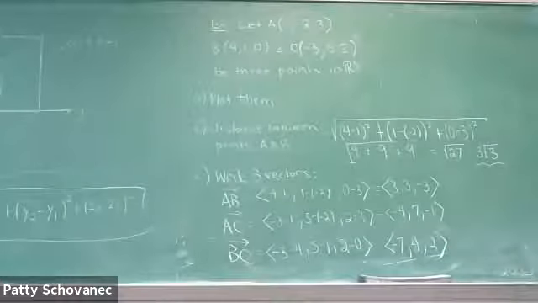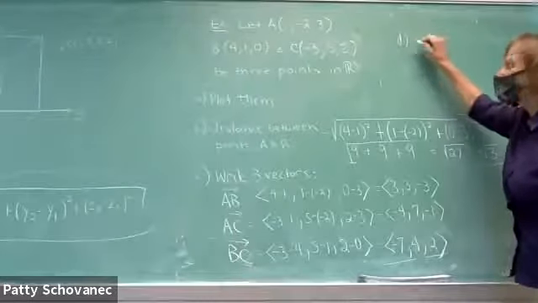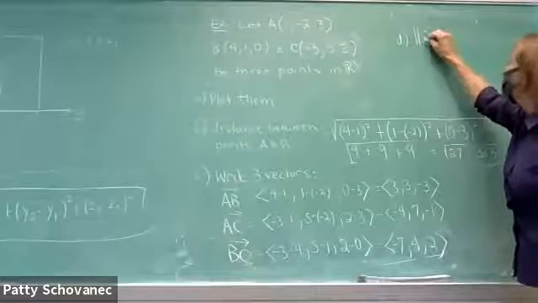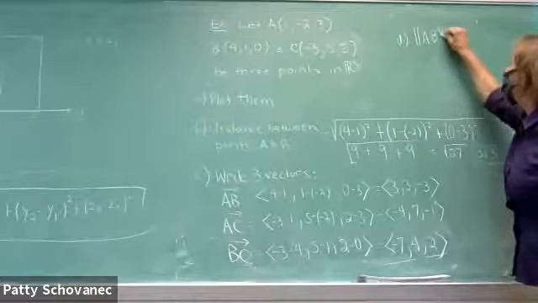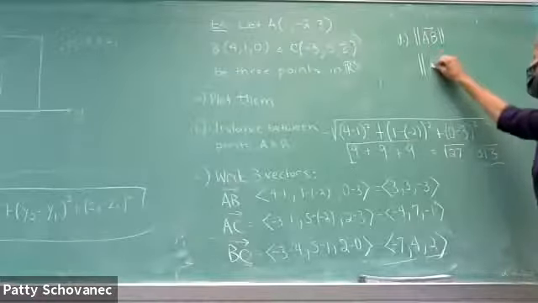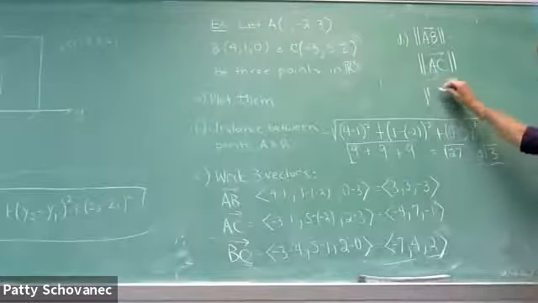Was all okay? Okay, so for part D, here's what I want you to do. Find the magnitude of those 3 vectors that you have. Magnitude of AB, magnitude of AC, magnitude of BC.